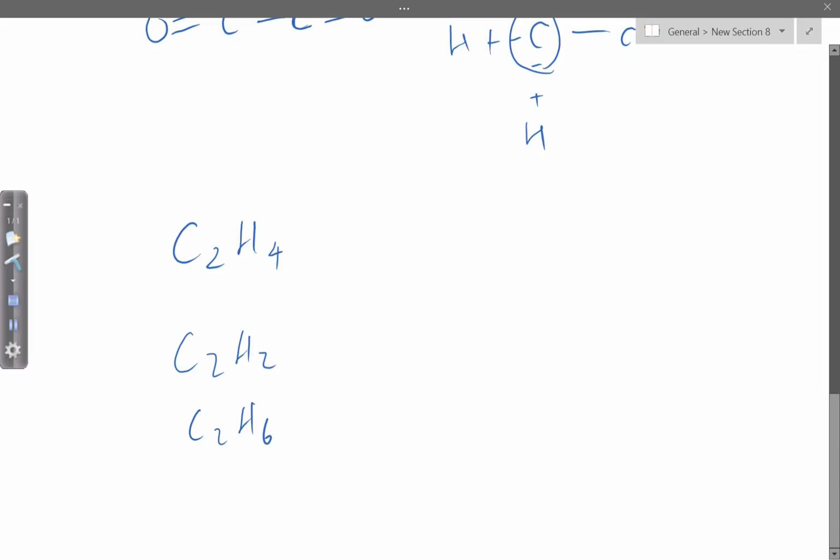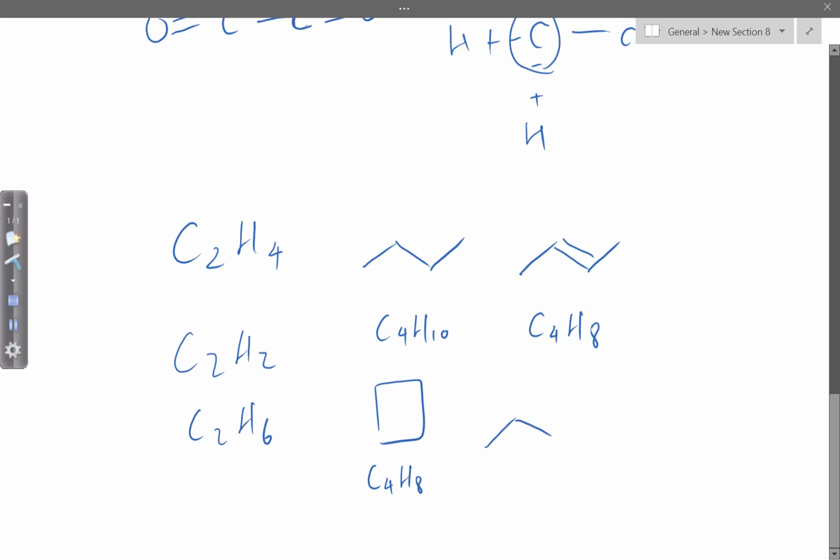Now if you have 1, 2, 3, 4, C4H10, correct? If you form a double bond, you have the formula C4H8, correct? If you form a ring, you also have the formula C4H8. You cannot have C4H9. It's not possible. Now if you form two double bonds, your formula will become C4H6.